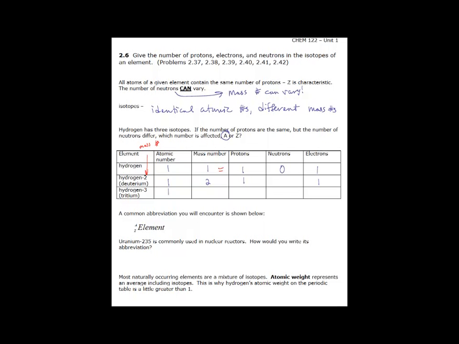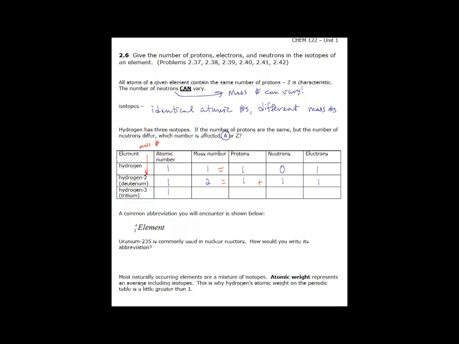Now, the number of neutrons. Remember that the mass number is the protons plus the neutrons. So we know that we have 1 proton. We must have 1 neutron here in hydrogen 2, also known as deuterium.